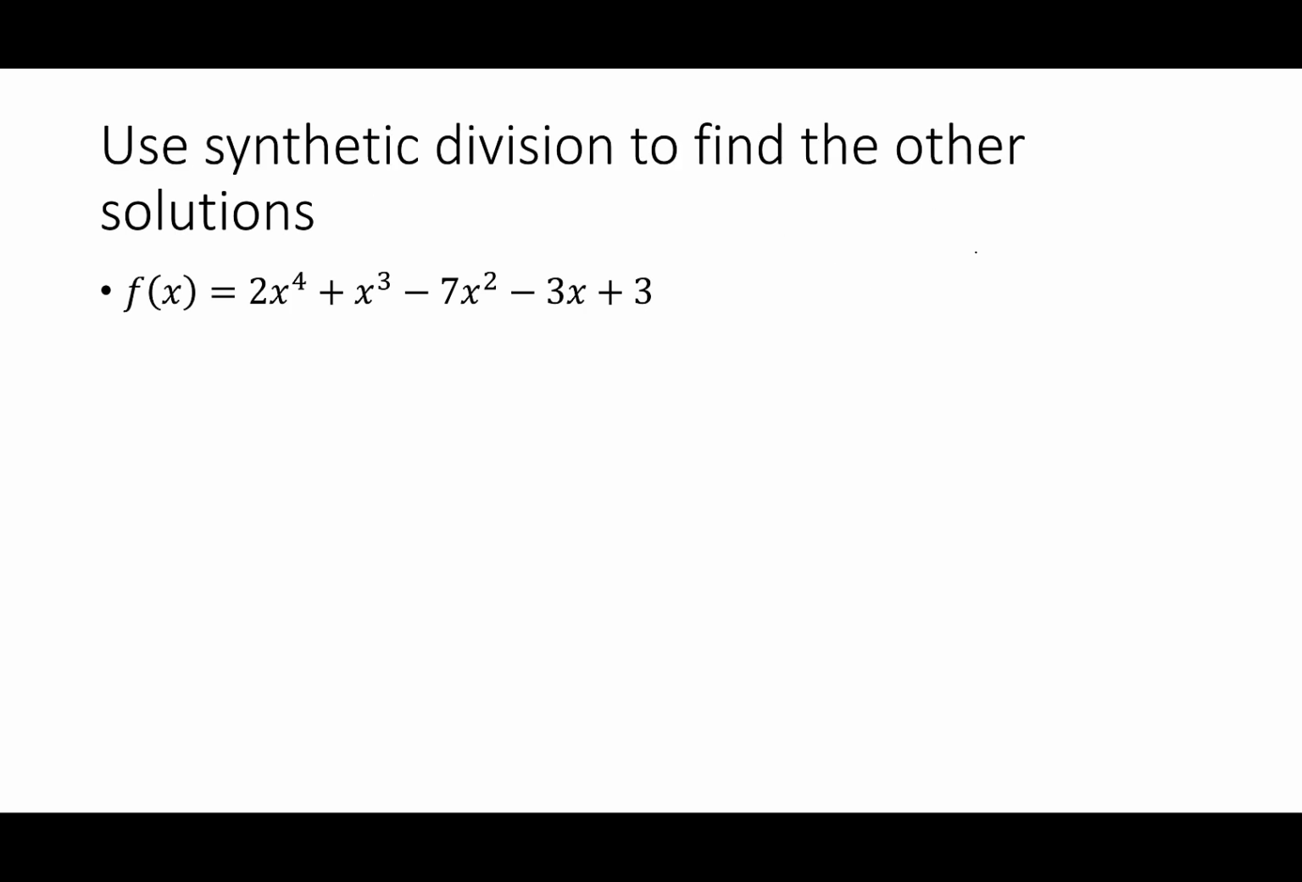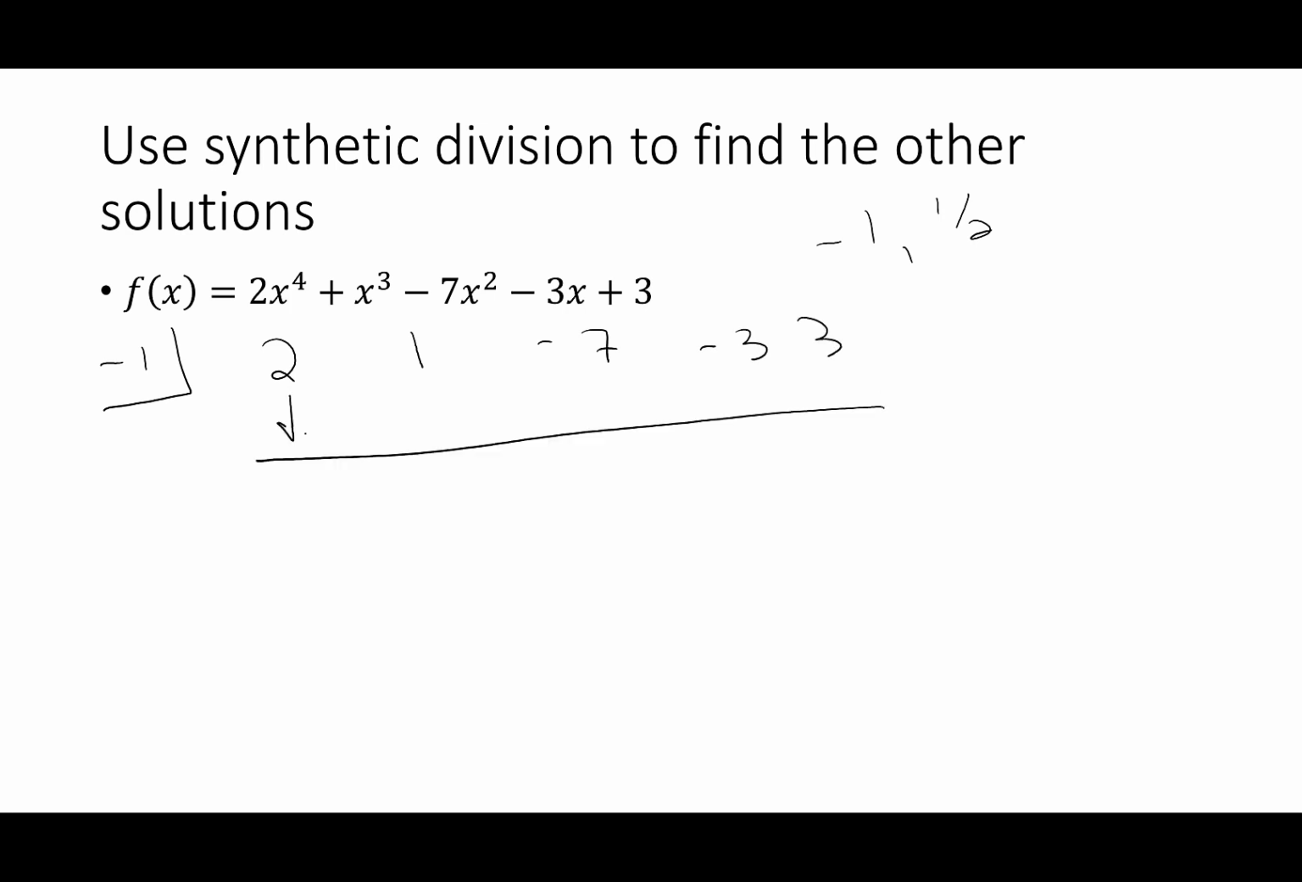So we're going to use synthetic division to find the other solutions. It doesn't matter which one you start with. I'm going to start with negative 1, and I'm going to write my 2, 1, negative 7, negative 3, and 3. We're going to bring down the 2, multiply by negative 1, which gives me negative 2. When I add, I get negative 1.